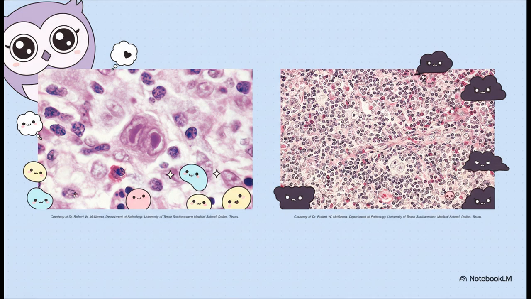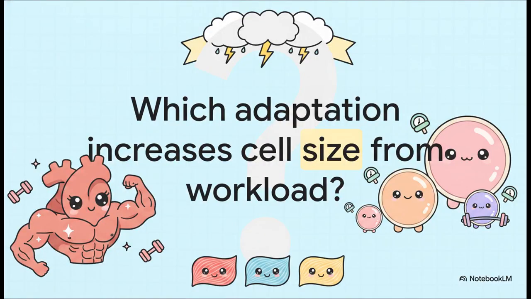Now contrast that with the right side. That is a dense, overwhelmingly crowded sea of malignant cells, just infiltrating the tissue and completely wiping out the normal architecture. Pop quiz time. Let's do another quick check-in to make sure we've got our foundational terms locked in.